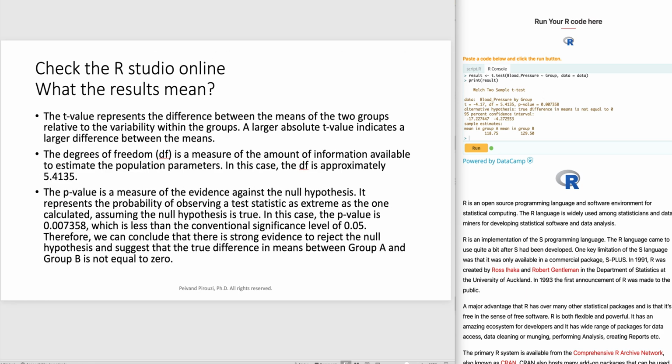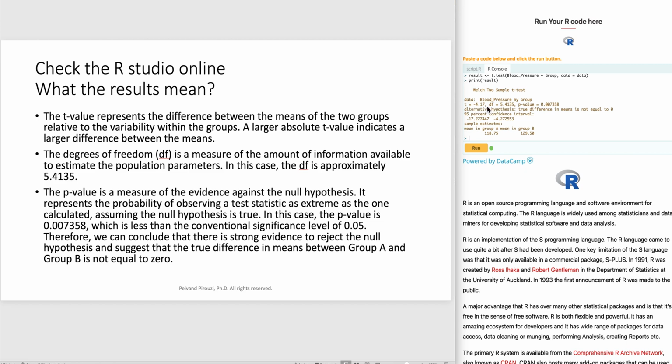So now let's go over in detail the significance, or the meaning, of those values. The t-value that we see here represents the difference between the means of the 2 groups relative to the variability within the groups. So a larger absolute t-value indicates a larger difference between the means.